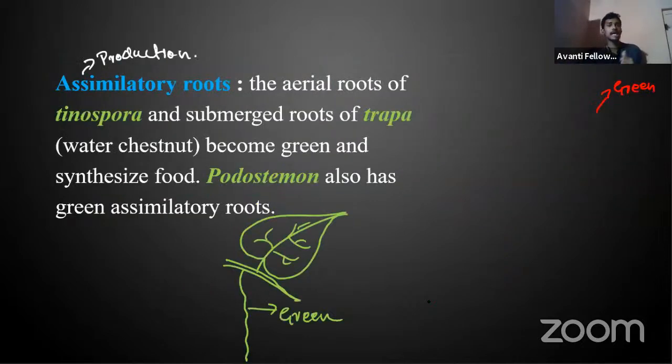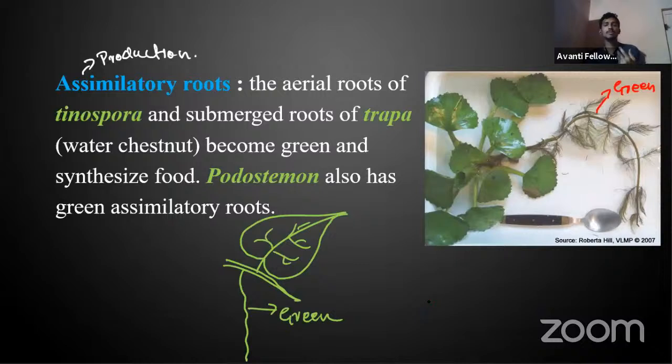Okay, and assimilatory root, that means some of these roots will have photosynthetic ability, that means they have chlorophyll. So that may be terrestrial or that may be aquatic, depends. So examples are Tinospora, that's this one, terrestrial one only, and Trapa, that will be an aquatic plant. So they will do the photosynthesis. These are exceptions to the regular roots.